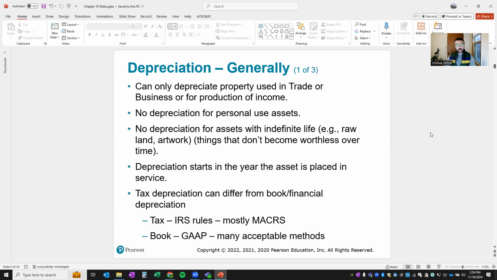Depreciation starts in the year the asset is placed in service. You can't buy something on December 31st of 2024 and not place it in service until February 15th and depreciate it for that year that you bought it. It's got to be placed in service. Tax depreciation can differ from book or financial depreciation. IRS generally uses MACRS. For book, there's so many different versions you can use for depreciation. But typically for tax, you're looking at MACRS, which we will go over shortly.